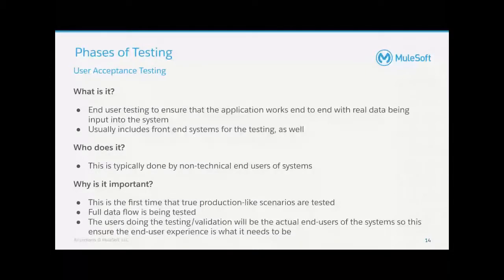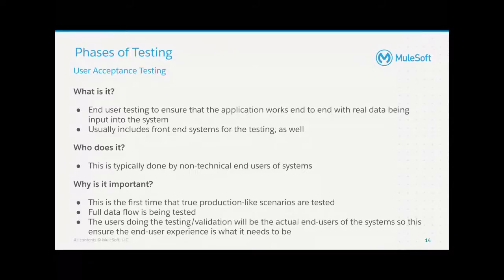The last type of testing is user acceptance testing. This is the last phase of testing. We call it UAT, where the end user of your application actually comes and tries to test your application or your API using real data.